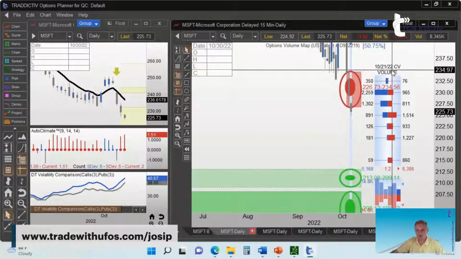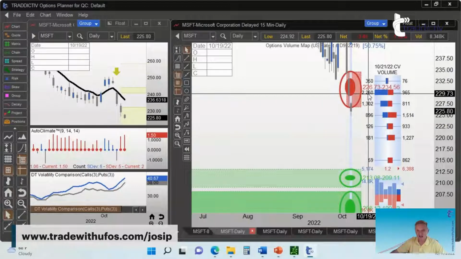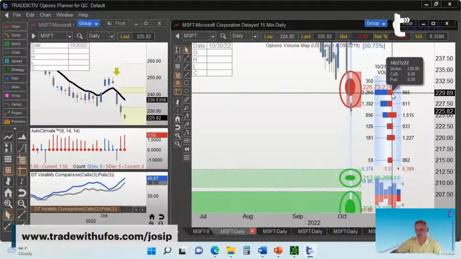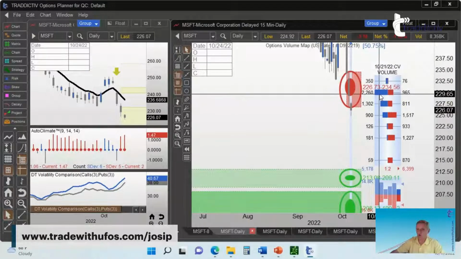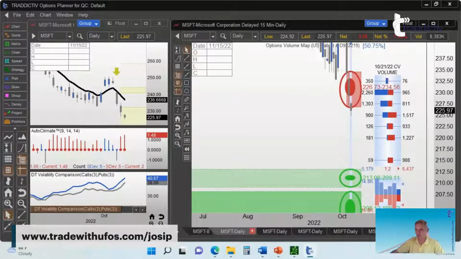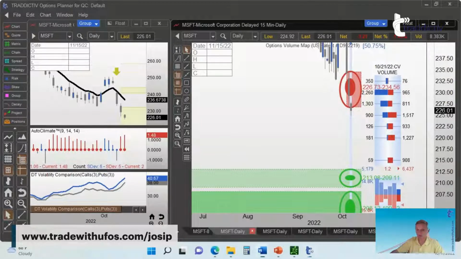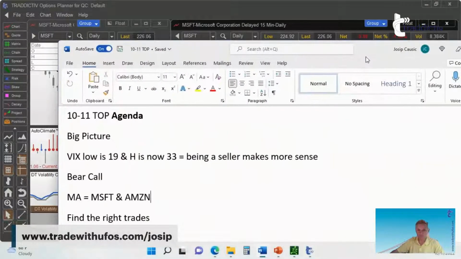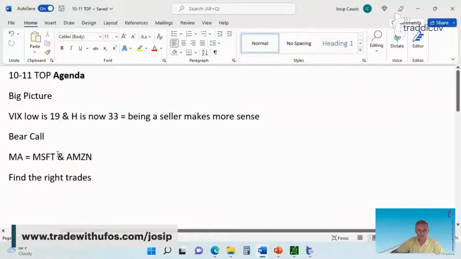If you keep on clicking right here, you're going to notice a huge, with blue representing the calls and red representing the puts, a huge activity of the 230 calls, which are currently higher than the current price. So what I'm considering right now, and I'm going to start typing here in this document, is the bear call spread, obviously on Microsoft.